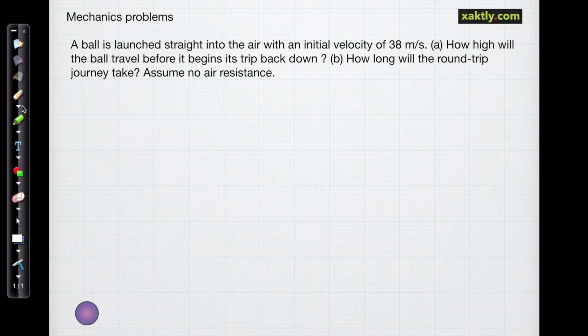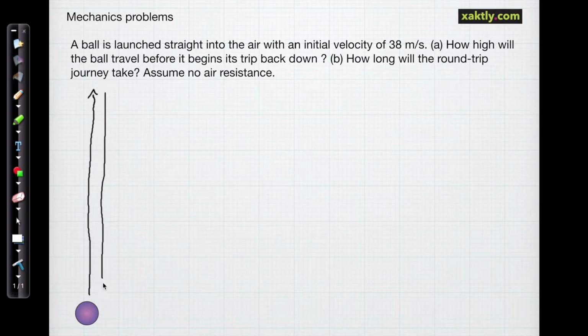Here's another great classic problem. You launch a ball or some projectile straight up into the air at some known initial velocity, and you want to know how high it will go and how long the round trip up and down will take.